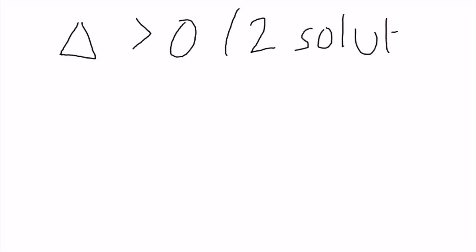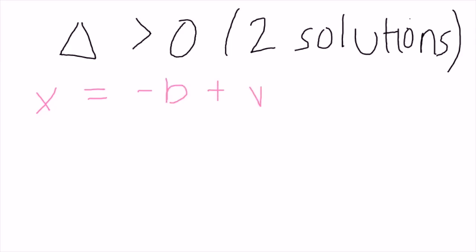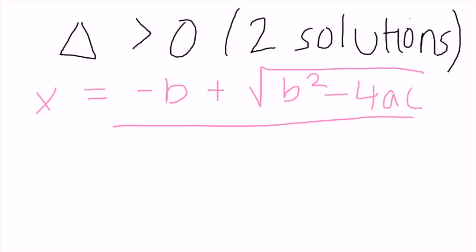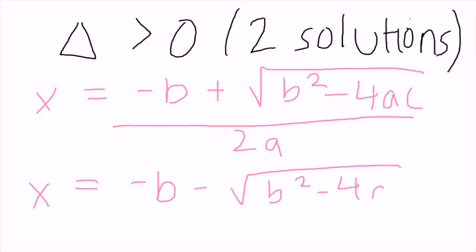And last of all, if you ever have a solution where delta is more than 0, then you have two solutions. This can be seen in the quadratic formula, as you will get your two solutions as x is equal to minus b plus root b squared minus 4ac all over 2a, and x is equal to minus b minus root b squared minus 4ac all over 2a.